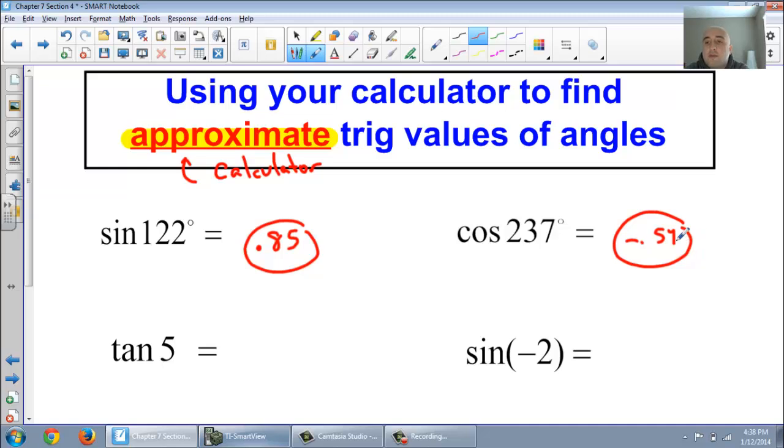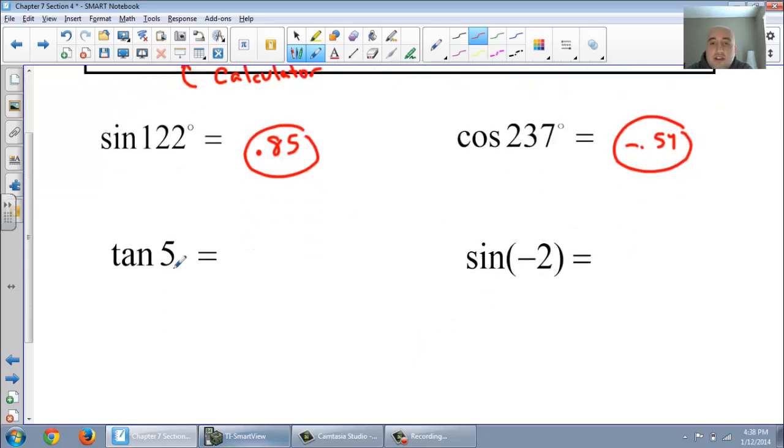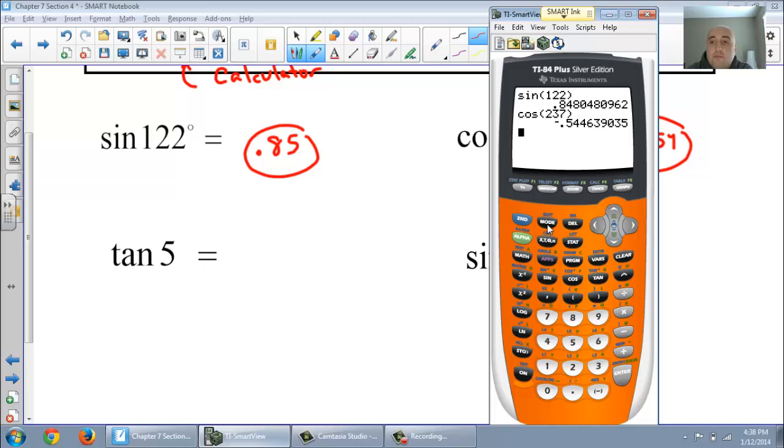Now what do you notice about the next two? They are not degrees. They do not have degree symbols, so we have to switch our calculator to radians. You go to mode, go down to radians, and hit enter, and that will change your calculator to radians. Let's do this one: tangent of 5.